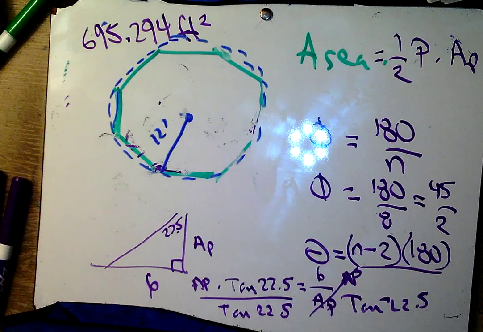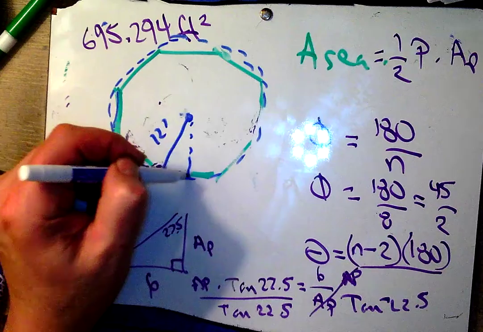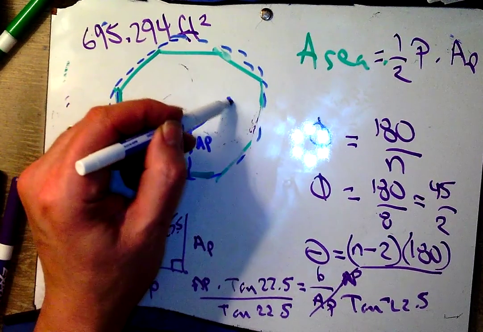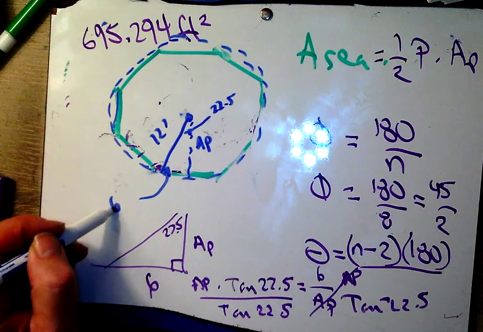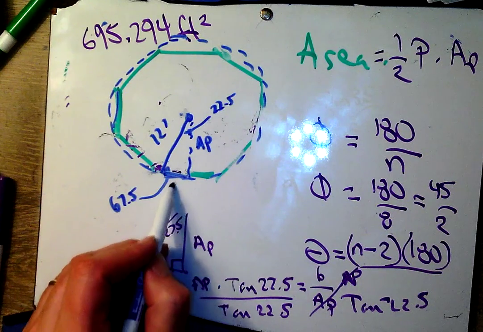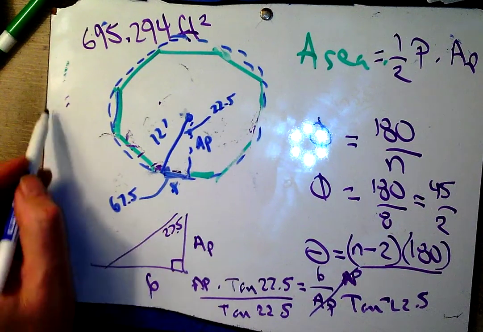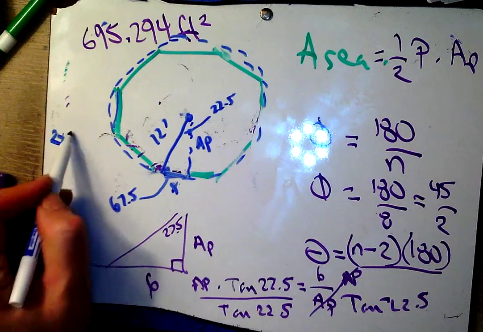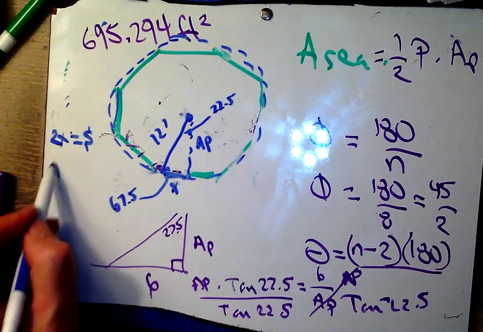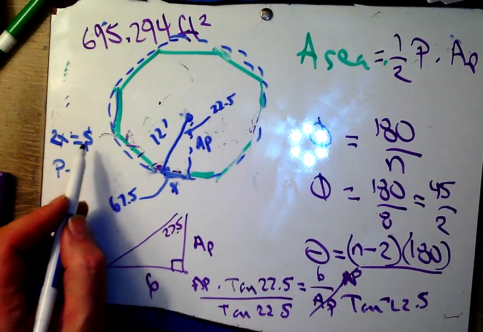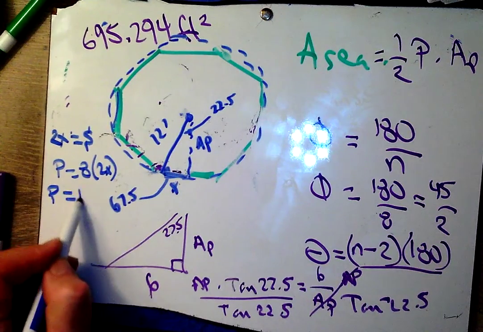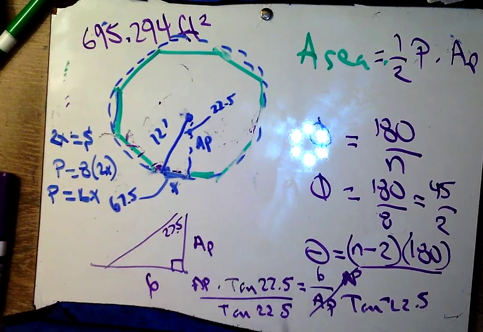Well, let's find out. I'm going to draw that same picture. This is still my apothem. This angle here is still 22.5. That angle there is still 67.5. This is half a side length. I'm going to call that x. And I know that 2x is a side length for the octagon, and therefore the perimeter, which is 8 of these sides, will be 8 times 2x. So perimeter will be 16 times whatever I get for here.